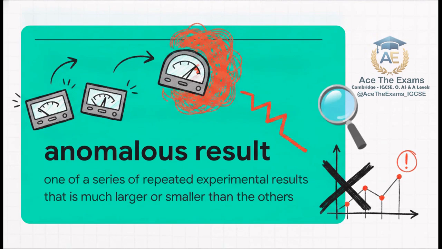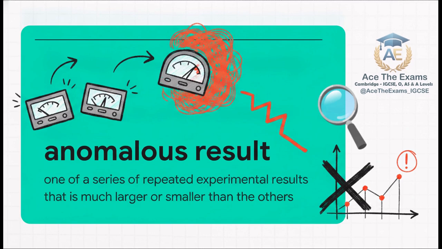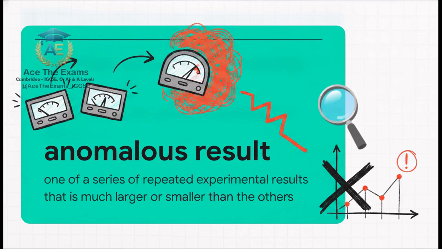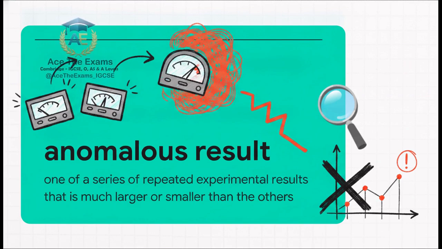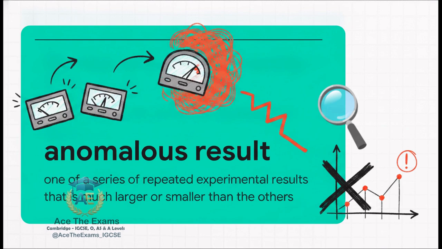Remember those specific readings, 3.2, 3.1, and 3.9? They completely failed to spot the anomaly before calculating their mean. According to the official source, an anomalous result is one of a series of repeated experimental results that is much larger or smaller than the others. I mean, 3.9 volts is massively out of step with 3.1 and 3.2, right? You absolutely cannot include an anomaly in a mean calculation. It completely skews the entire result.